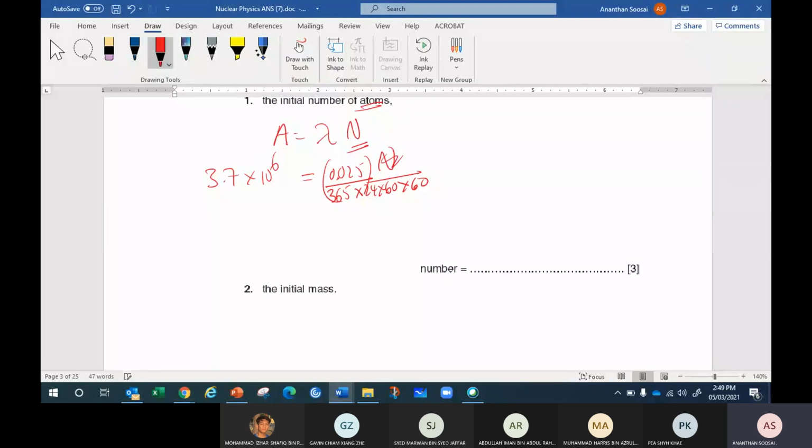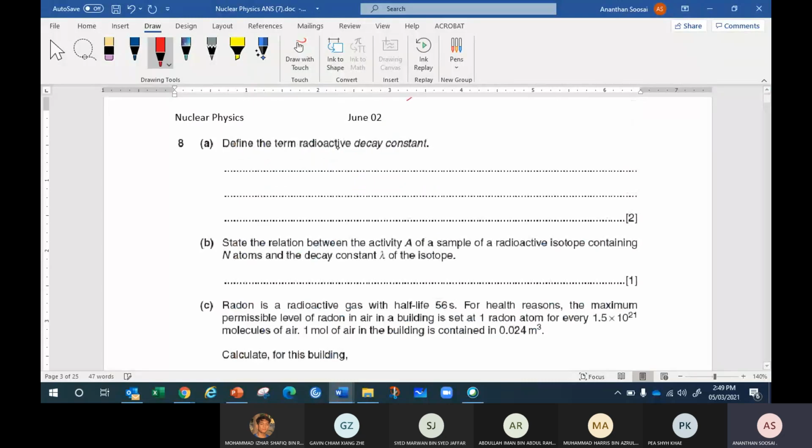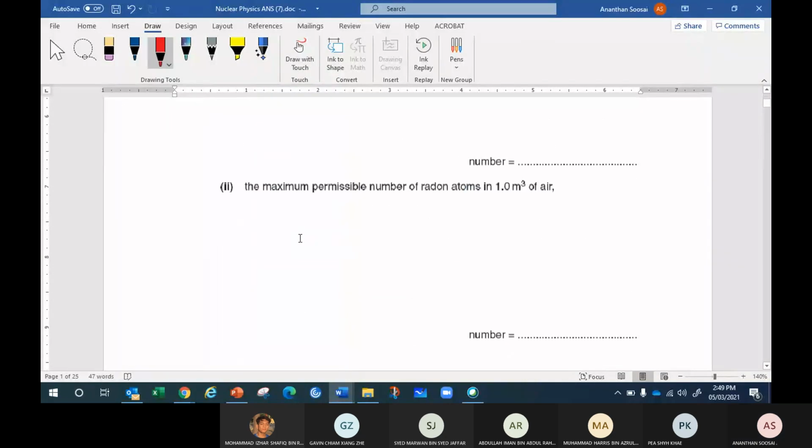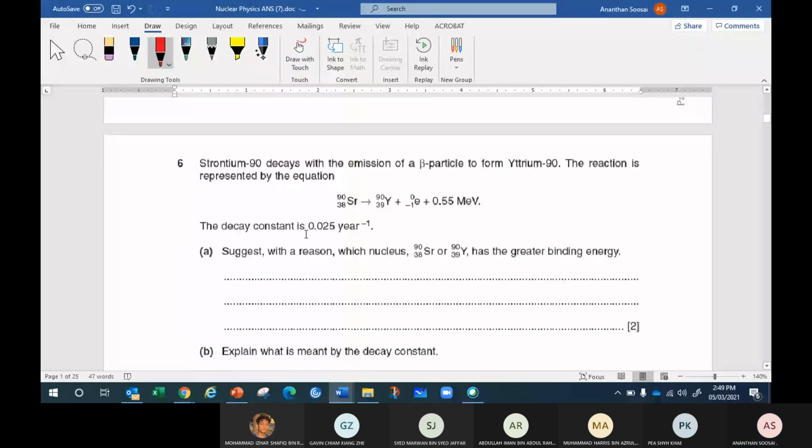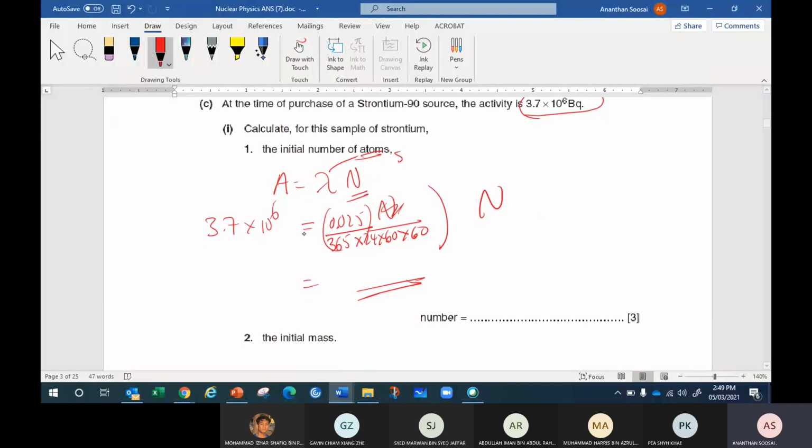Change to seconds. Get your lambda first in per second, then N. Okay, that's a trap. Lambda must always be per second when you use A equals lambda N. Whenever you use A equals lambda N. Okay, so then you get an answer. Good, so the number of atoms can be obtained. Now, just calculation.